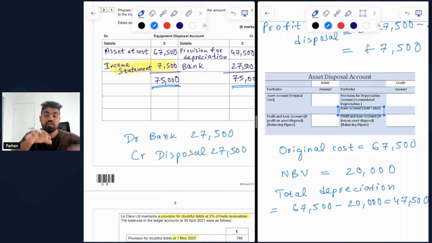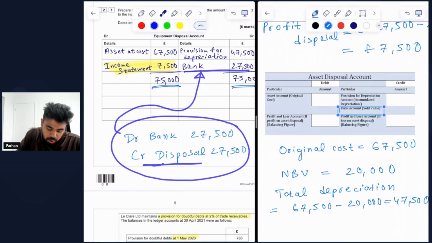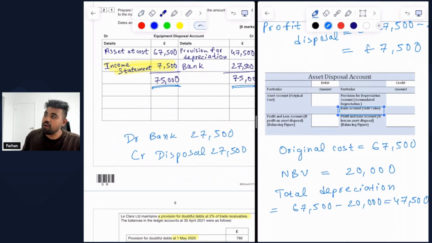And because of this journal entry, when you want to incorporate this within the T account or the ledger account, we have shown bank on the credit side of the disposal account. And this is because we understand that disposal is being credited by £27,500 because of funds that we have got in the bank. So that is one way of looking into it.